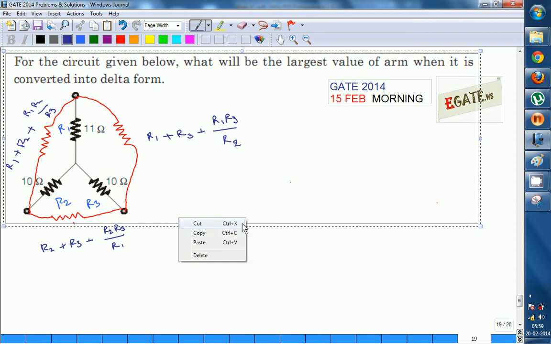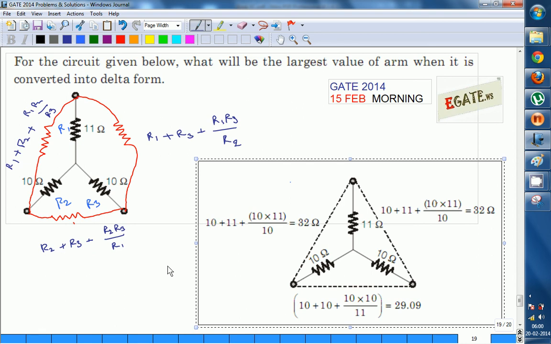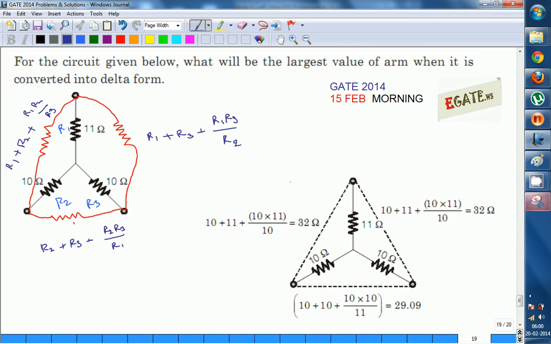Based on that, if you calculate, this is what you will get. These are the possible values, and for this 10 it is around 32 ohms. The 11 ohms in the star branch gives lesser resistance compared to the other branches, that is 29 ohms. So the largest possible arm is 32 ohms. The answer for this one is 32 ohms. Okay, thank you.